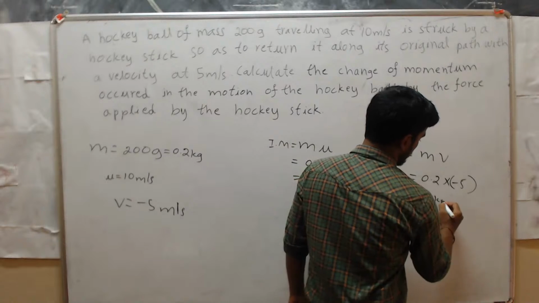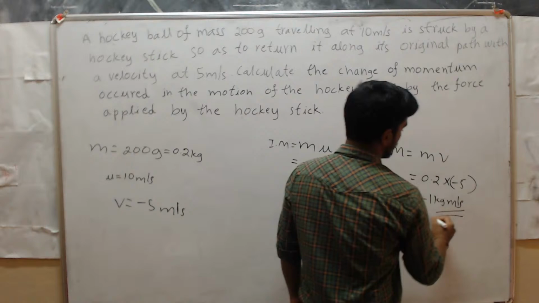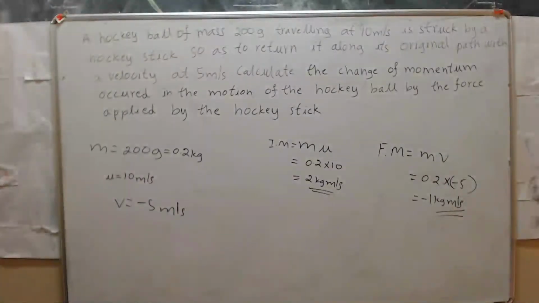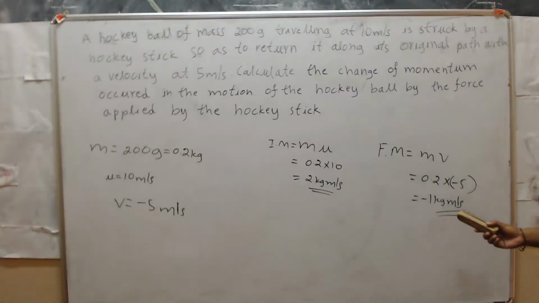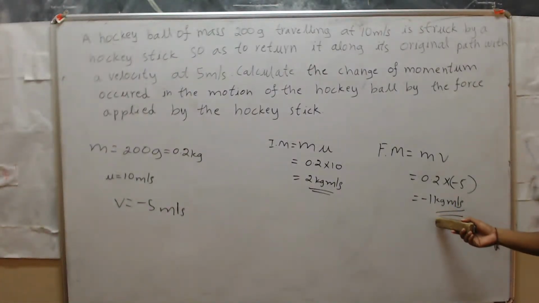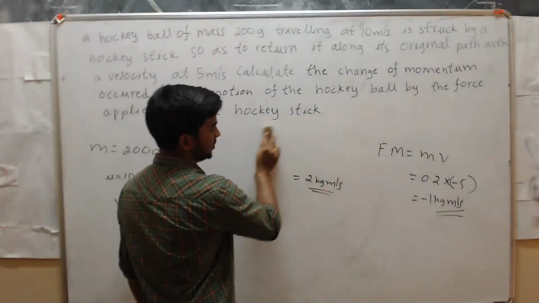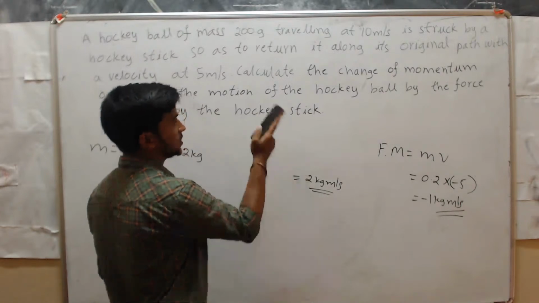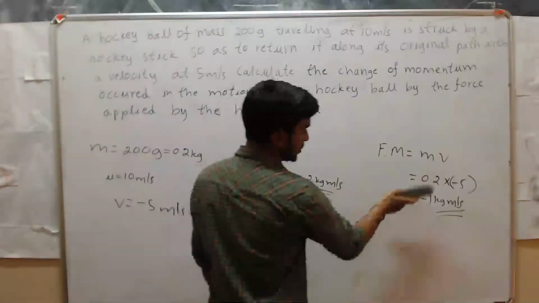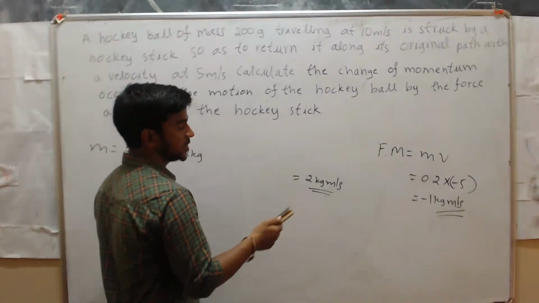So minus 1 kg meter per second. Okay, now calculate the change in momentum. See here, this negative sign indicates that it is in the opposite direction. Before, while going, the momentum of that object is 2 kg meter per second. After being struck by that hockey stick, its momentum is minus 1 kg meter per second. Then what is the change in momentum?